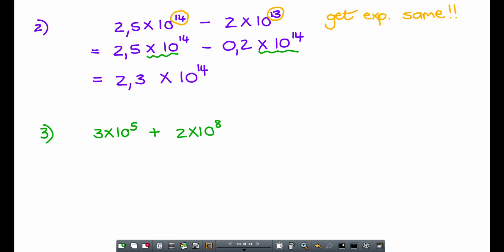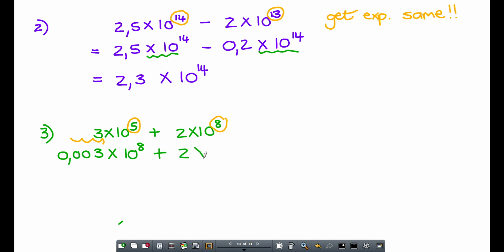Okay, last example. Over here I have 10 to the power of 5, and that one is 10 to the power of 8, which means that this 10 to the power of 5 I want to change. If I want that to be 10 to the power of 8, it means that the comma has got to move 3 spaces. Currently the comma is over there, so it's got to make it smaller. It's got to move 3 spaces: 1, 2, 3. So that's why I'm going to have at the bottom 0,003 times 10 to the power of 8.